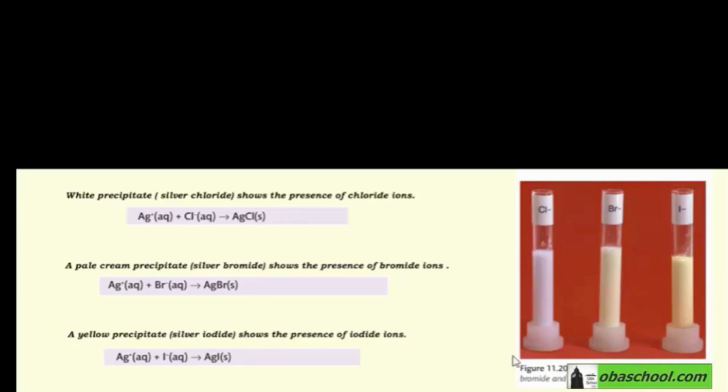So the precipitate indicating the presence of chloride ions is white. The precipitate indicating the presence of bromide ions is a pale cream, and the precipitate indicating the presence of iodide ions is yellow.